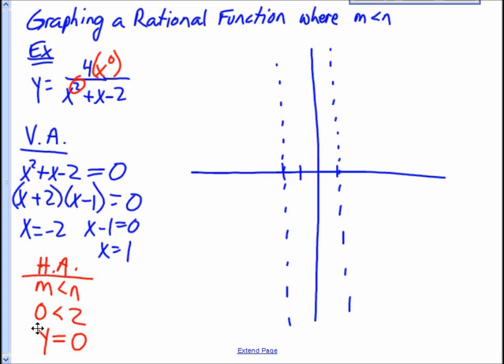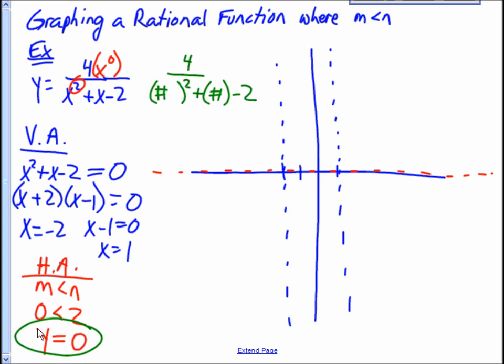A horizontal asymptote means as your x value goes to positive or negative infinity, what's the y value that you're approaching? If you think about plugging in an incredibly large x value, like let's say we plug in 1,000,000 for our x, we'd have 4 over 1,000,000 squared plus 1,000,000 minus 2. So we have this huge number in your denominator. Well, what's 4 over a huge number? That's essentially 0, isn't it? So that's why you're approaching, at your extremities, a y value of 0. So let's put that horizontal asymptote on there, which is your x-axis, y equals 0.